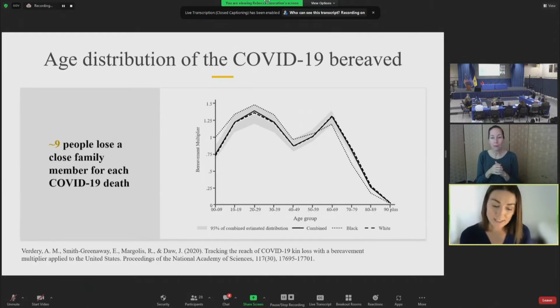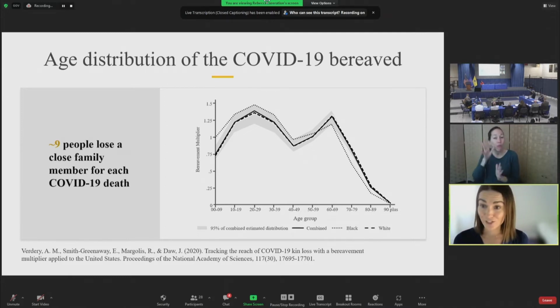And so our data allow us to attend specifically to the bereavement of close relatives. So our data only allow us to speak to grandparents, parents, siblings, spouses, and children. And so what you're looking at here is our estimates of the age distribution of COVID-19 bereaved individuals. This is our bereavement multiplier demonstrated across different age groups. So the area under this curve is the sum of this multiplier. So we estimate that on average for each COVID-19 death, about 9 people are left having lost a close relative. Again, a grandparent, parent, a sibling, a spouse, or a child.